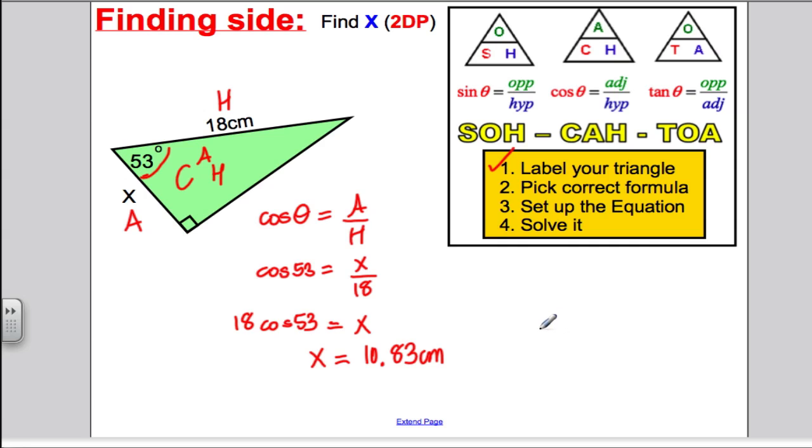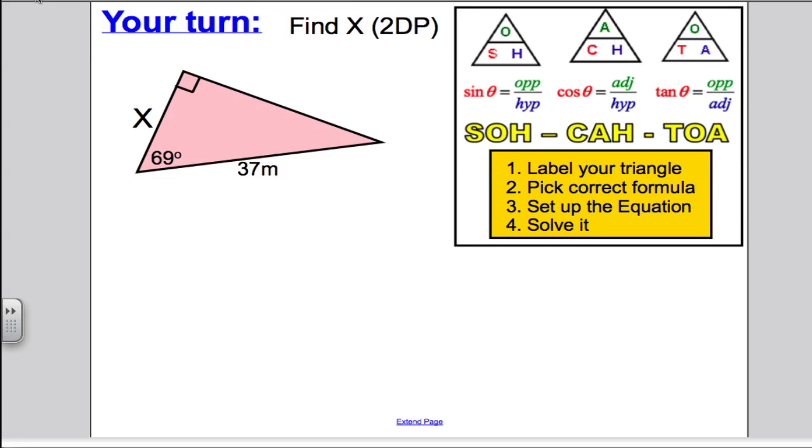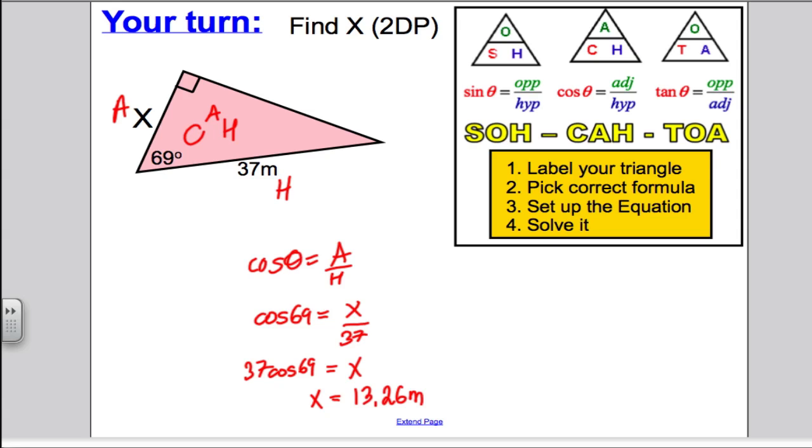Right, have a go at the next question, pause the video, and then check your workings with my answer. And the answer to this one was, I got 13.26 meters. Okay, 13.26 meters.